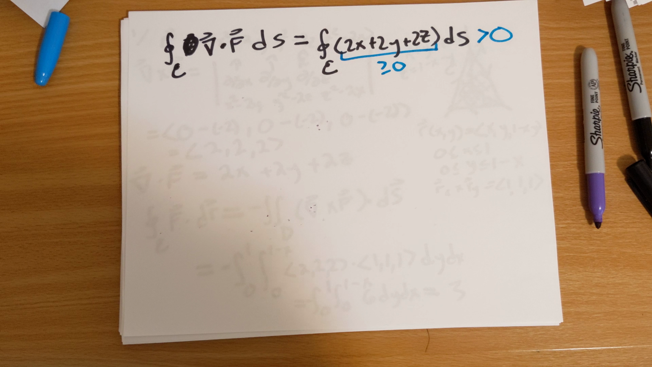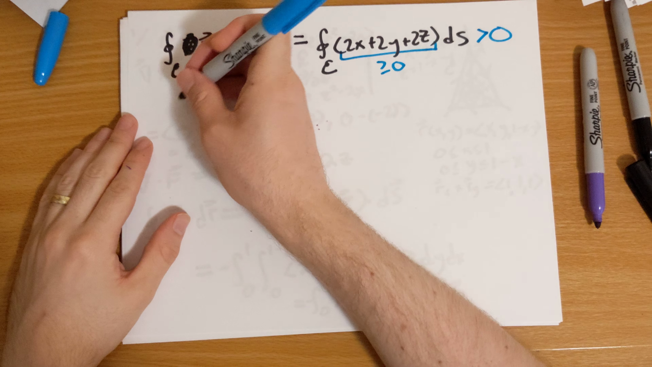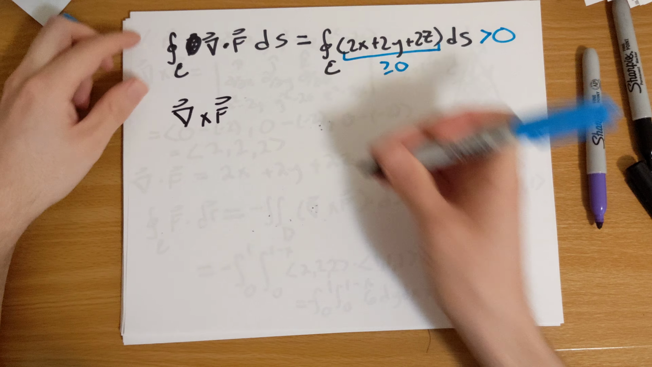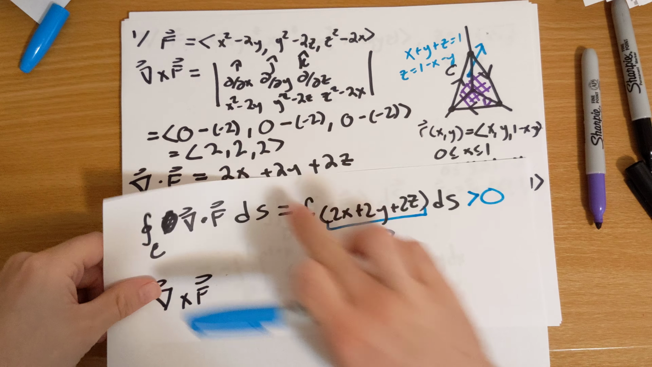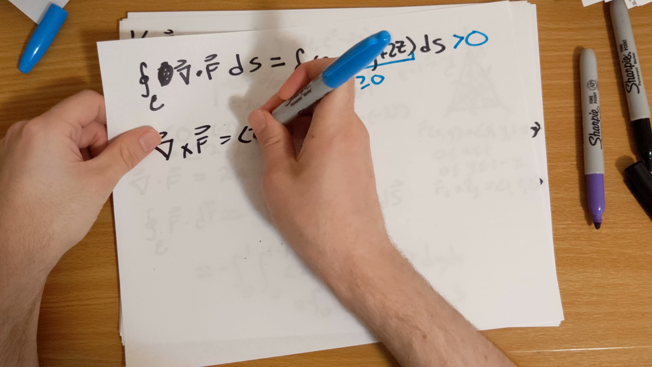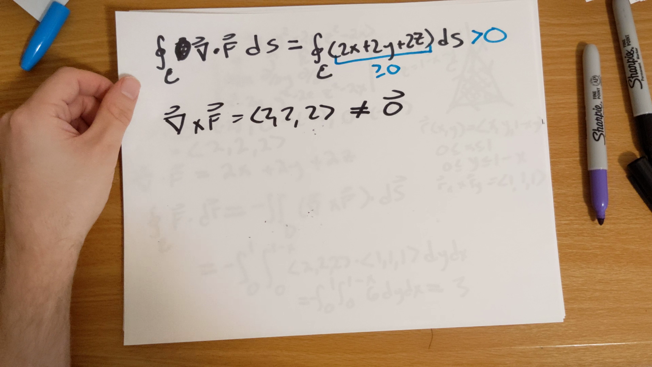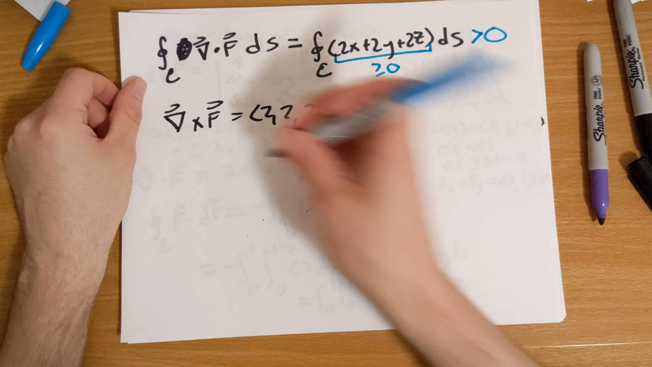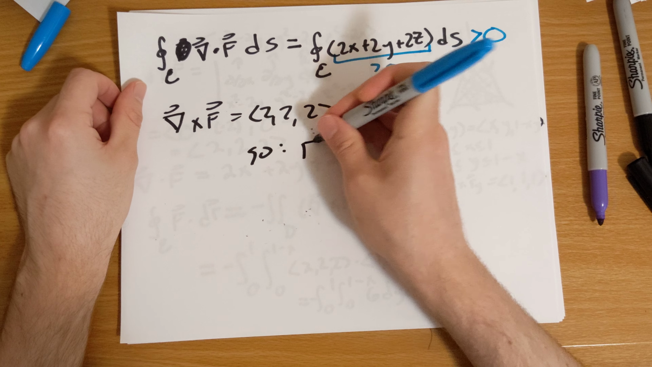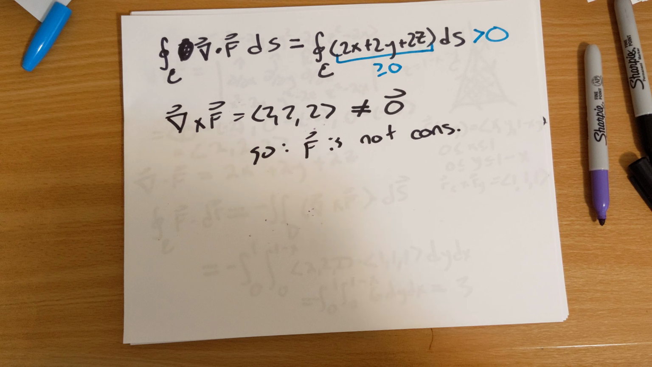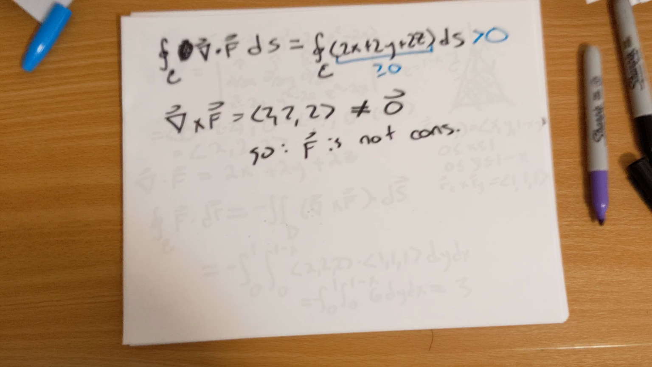For part B, is f conservative? And the answer to that is no. Why can we tell that? The curl of f is 2, 2, 2. And this is not equal to the 0 vector. And so f is not conservative. If f were conservative, the curl of f would have to equal 0. Okay, that's problem number 1.